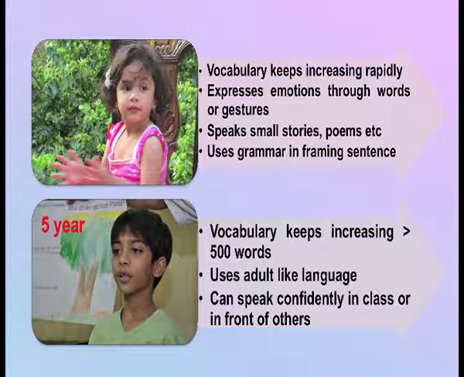Here the vocabulary keeps increasing, more than 500 words a child can know up to this age, and uses adult-like language, can speak confidently in class or in front of others. So a kind of independence in expressing emotions and in expressing the language, what kind of sentences a child wants to use. So all those things develop during this period of time.